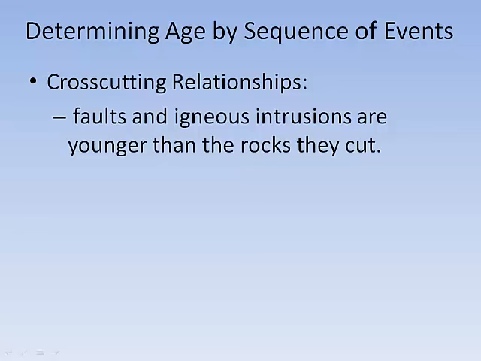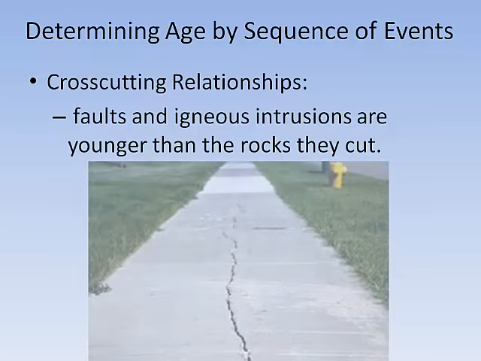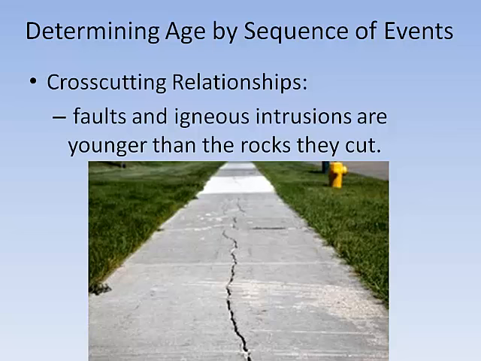Another thing that we use is something called cross-cutting relationships. What that means is that faults or igneous intrusions are younger than the rocks that they cut into. Look at this picture of the sidewalk. Which is older, the sidewalk or the crack? Obviously the sidewalk's older. The sidewalk had to be there before the crack could form in it. That's the basic idea of cross-cutting relationships. Rocks have to be there before you can have faults in them, or magma can intrude into them.